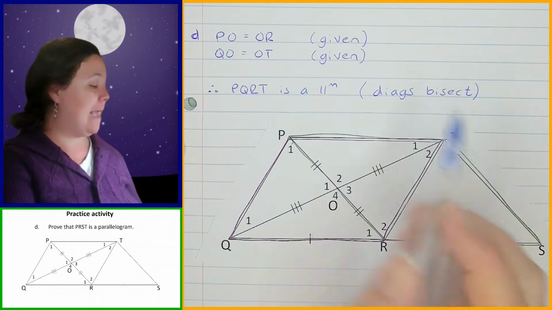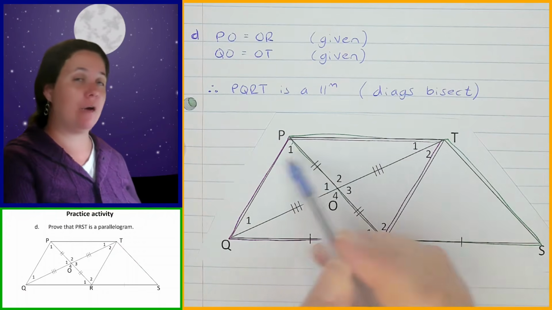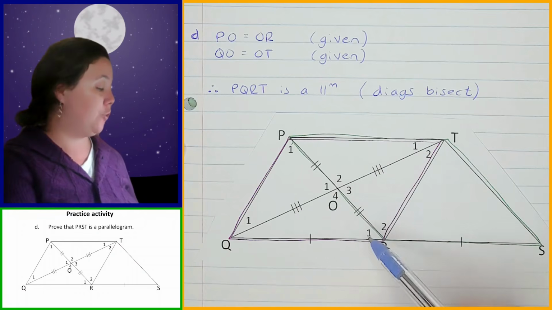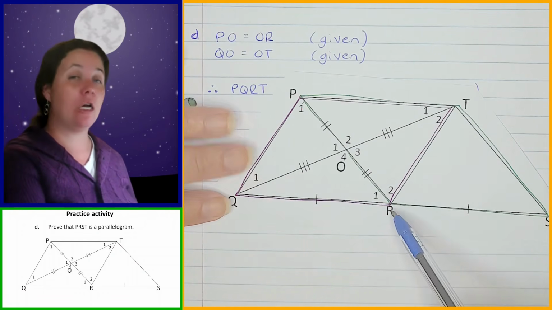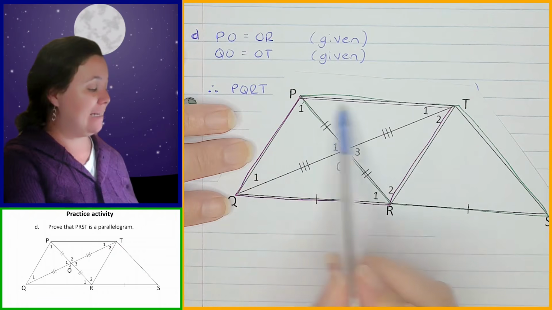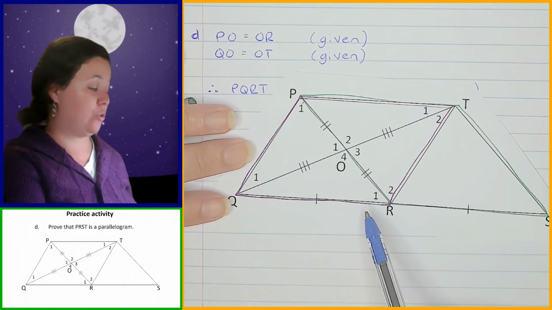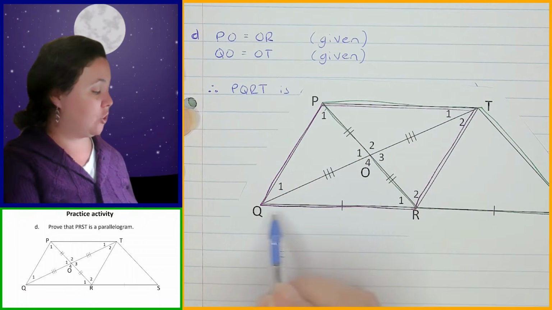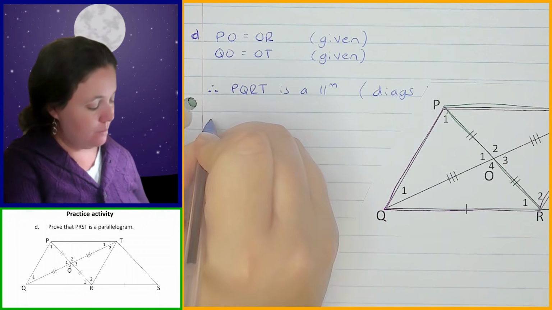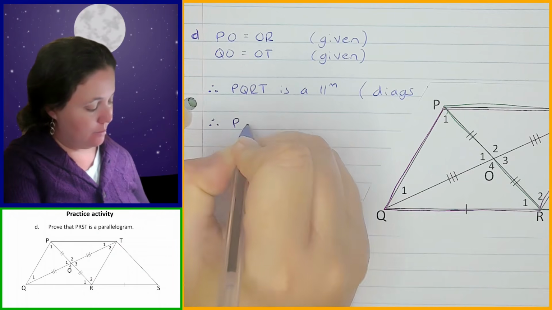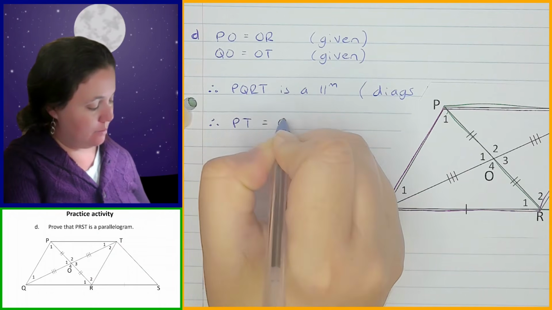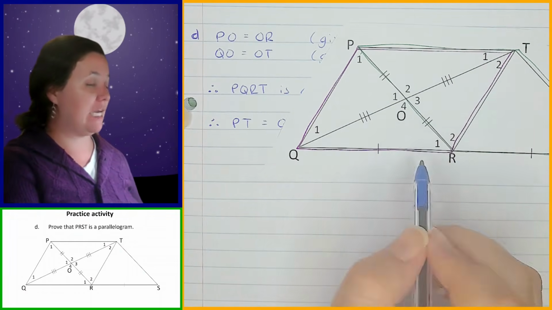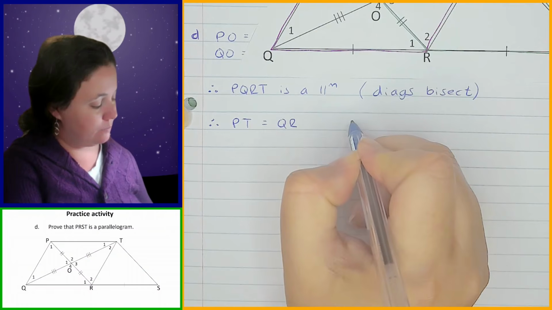And the reason I can say that is because the diagonals bisect each other. Okay, so now if this is a parallelogram, that means that it has the properties of a parallelogram, including the fact that the opposite sides are equal to each other and the opposite sides are parallel to each other. So now I can say, therefore, PT is equal to QR. And the reason I know that is because the opposite sides of a parallelogram are equal.